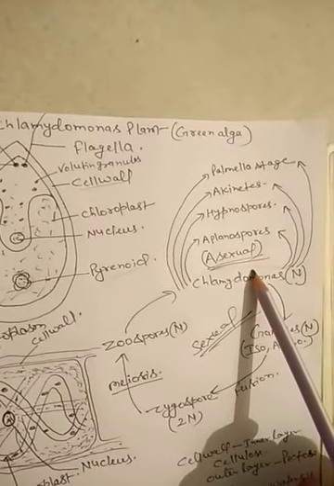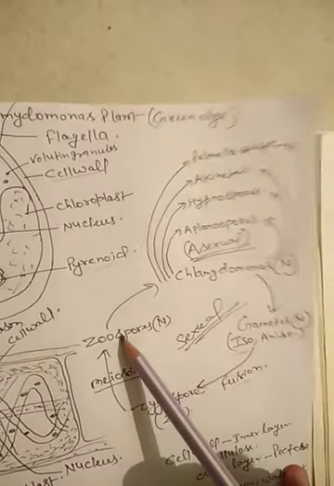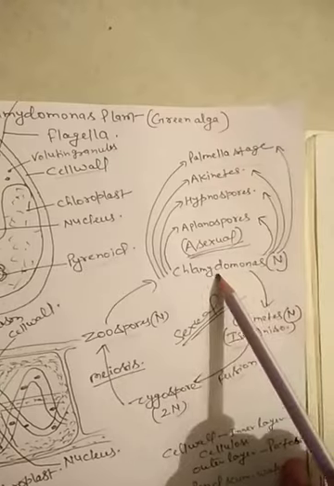The zygote will be diploid, but it is now surrounded by a wall, and it forms a resting stage that is called the zygospore. The zygospore is the diploid stage. After the resting period, this zygospore divides by meiosis to form many zoospores, and these zoospores are haploid, and from these zoospores Chlamydomonas develops.